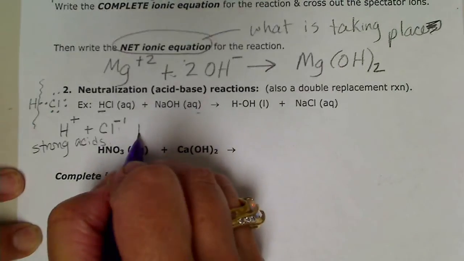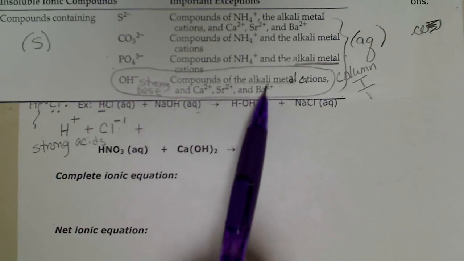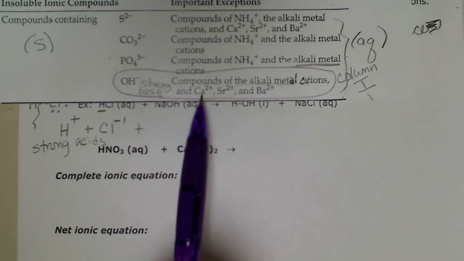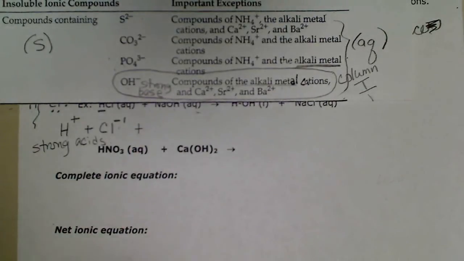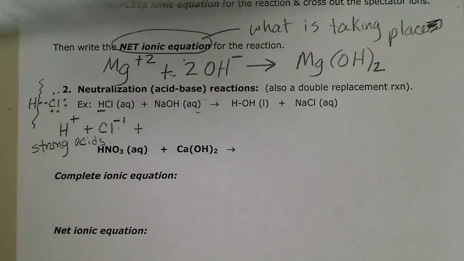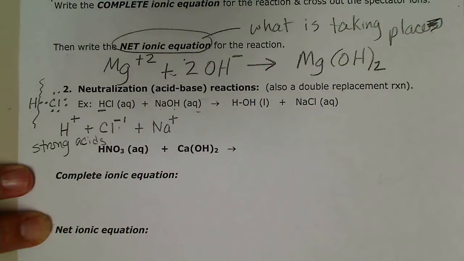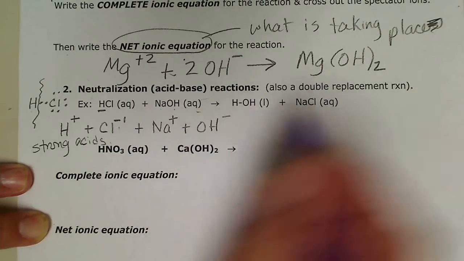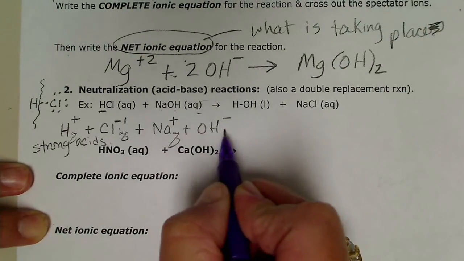So if we mix that with sodium hydroxide, hydroxides are insoluble unless they're with a column 1 metal. So if hydroxide's with a column 1 metal or calcium, strontium, or barium, then we have a strong base which is completely soluble. So we would have the sodium ion dissolved and the hydroxide ion dissolved. And technically I should write aq as the state under each one of these.